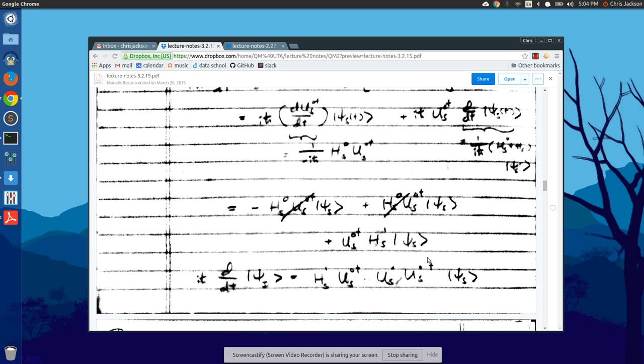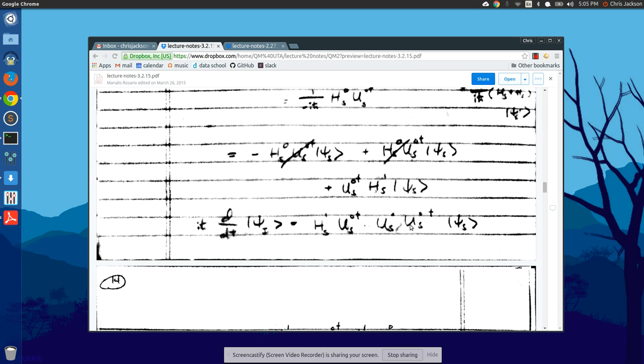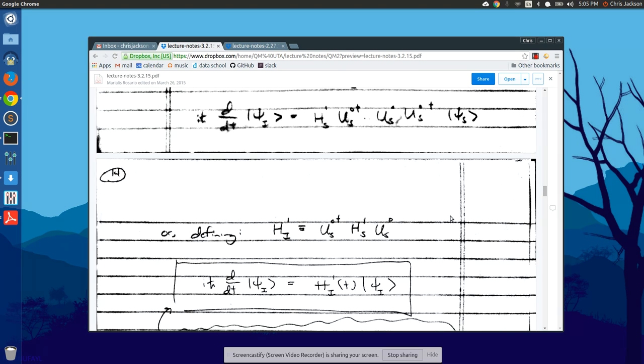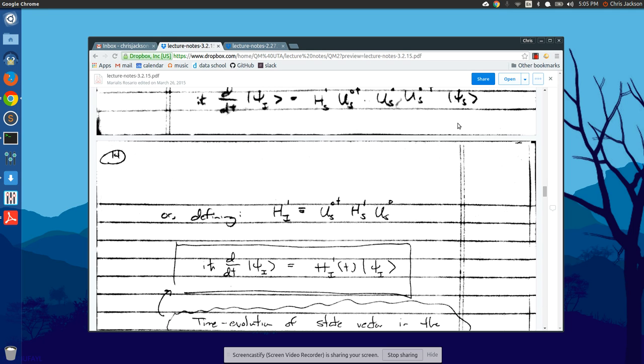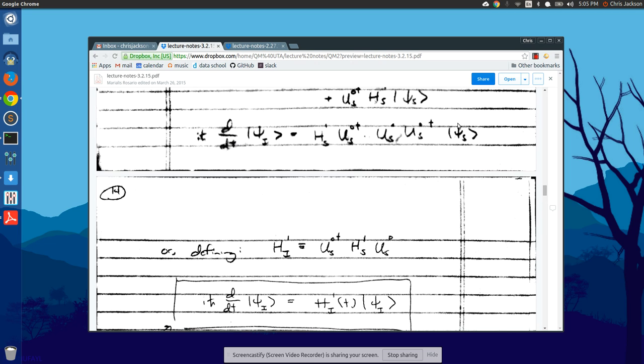Right? But now what I can do is, I just noticed that this guy should be to the right of this operator. But what I can do is multiply by 1 in the form of U_S times U_S dagger, right? And what this U_S dagger does, when it hits this psi_S, that's the definition of our psi_I, our interaction picture state ket.